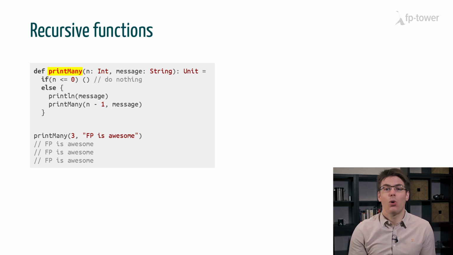Here I've defined a function called printMany, which takes two arguments: n, an integer that represents how many times we want to print a text, and message, the actual content to be displayed. So if we call printMany with 3 and "fp is awesome", we'll see the phrase fp is awesome written 3 times in the standard output. As you can see, printMany is recursive because it calls itself when n is larger than 0. And since we don't want this code to loop forever, we decrement n by 1 at every recursive call. This way it will eventually terminate when n reaches 0.